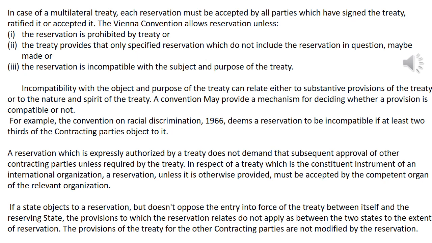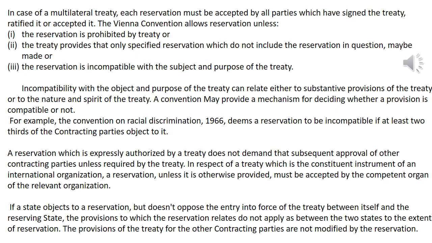A convention may provide a mechanism for deciding whether a reservation is compatible or not, that is, whether the treaty can be ratified or not. For example, the Convention on Racial Discrimination 1966 deems a reservation to be incompatible if at least two-thirds of the contracting parties object to it. So, in a multilateral treaty, if two-thirds of the parties object to it, then that reservation will not be considered.